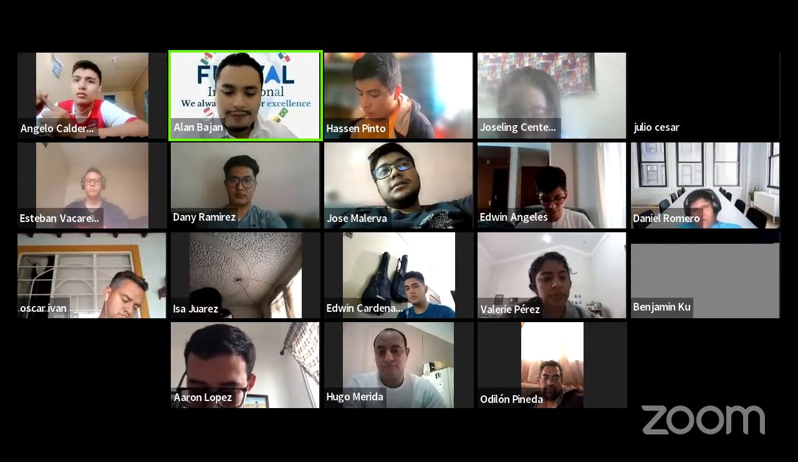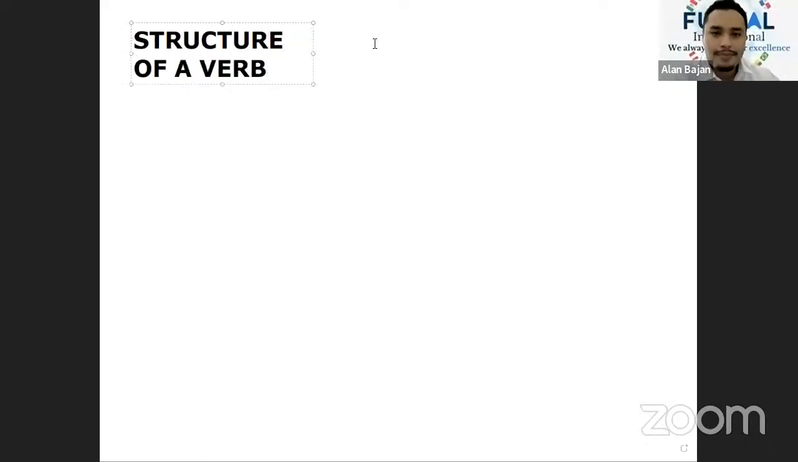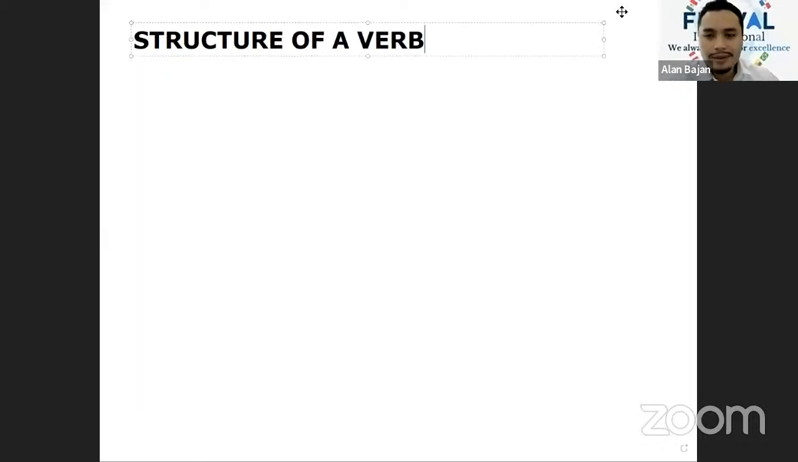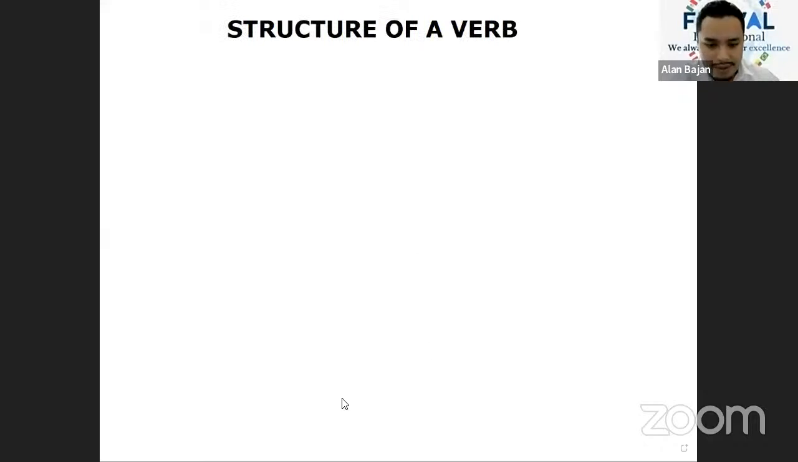So let's start clarifying some basic structures in English. Okay, so we have the structure of a verb. The structure of a verb. And let's travel a little bit to Spanish to know what that's about. Okay, we have three structures of a verb.